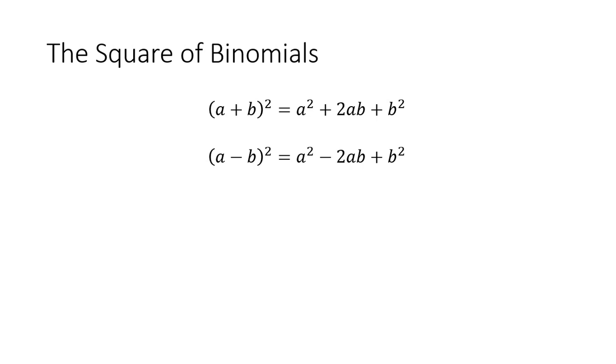All right, so these are shortcuts. You probably want to write these down so that you can use them. One is if you're adding the two together that you're squaring, the other is if you're subtracting. You notice the only difference is right here. The adding one stays plus 2ab. The other one is minus 2ab.